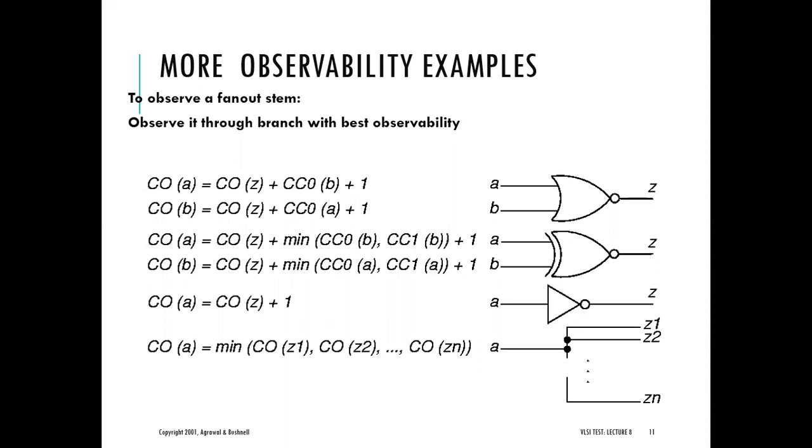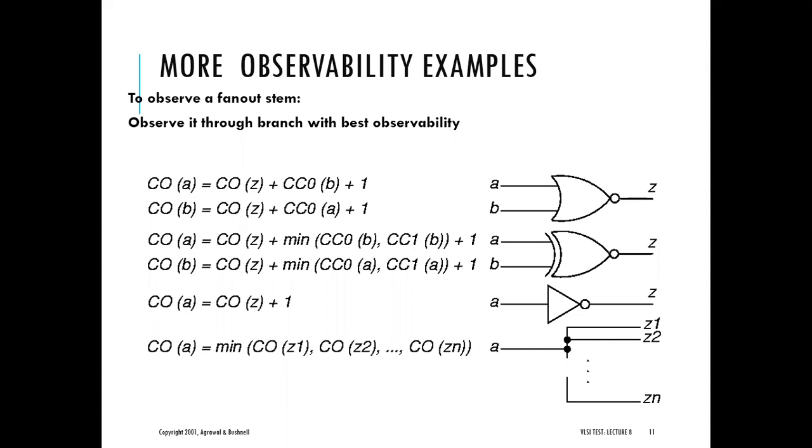In case of controllability, you move from input towards the output. Whereas in case of observability you move from output to the input, which means that you know the observability of the output already, and you need to calculate the observability of all the inputs applied to the particular gate.